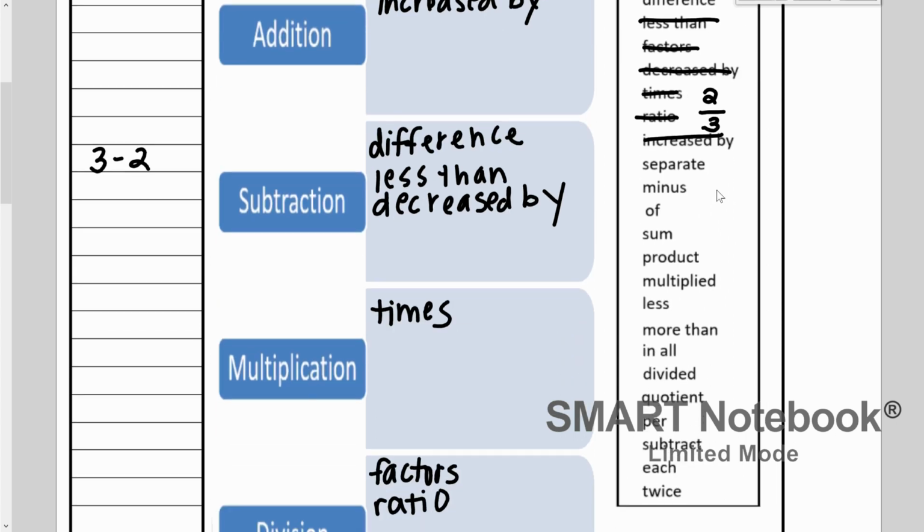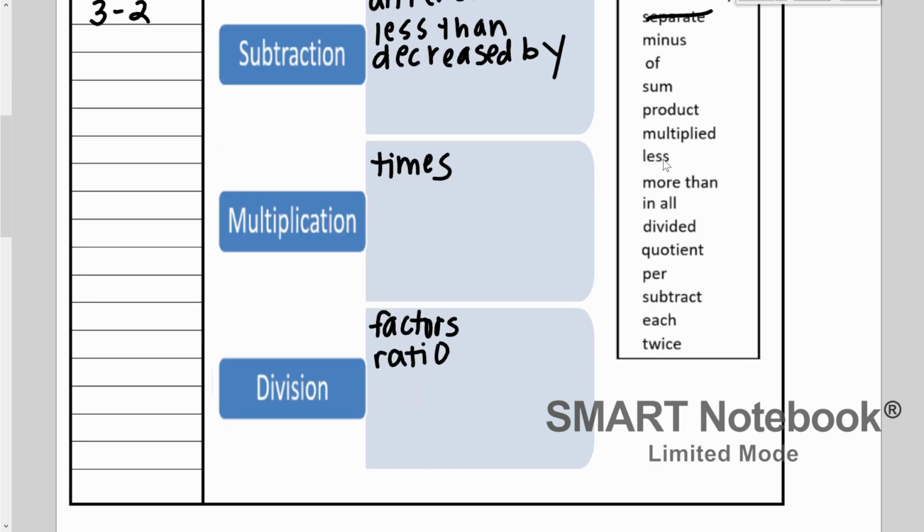Separate. So if I have 10 separated into 2 groups, that's going to be division. Minus will be subtraction. Of, remember if we have a number of a number, we talked about that when we did fractions, that's going to be multiply. So it has to be a number of a number, because a lot of sentences are just going to have the word of in it as a part of the sentence structure. But when it's a number of a number, that's when it means multiply.